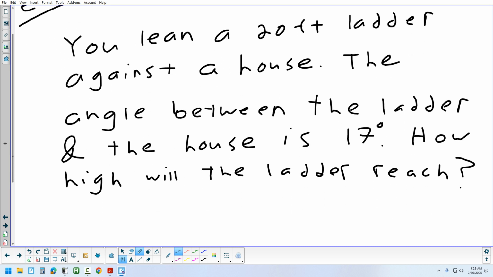So it says you're going to lean a 20-foot ladder against a house. The angle between the ladder and the house is 17 degrees. I want to know how high the top of the ladder will be leaning up against the house.